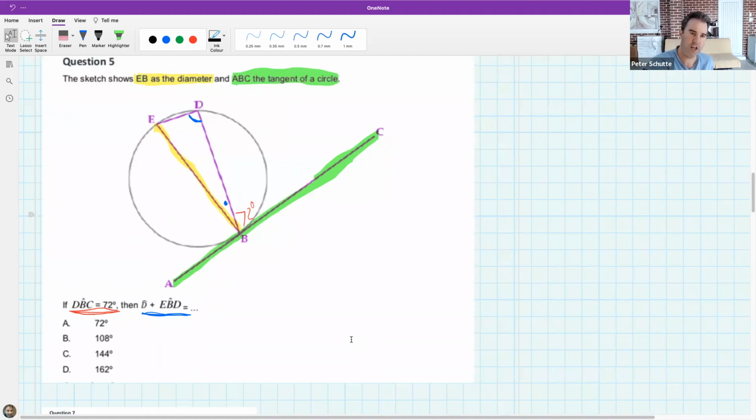Look for the shapes that I was mentioning at the beginning. And also remember that this was called the diameter. And if it's a diameter, it must actually go through the center of the circle. So the moment they tell you it's a diameter, it must go through the center of the circle.